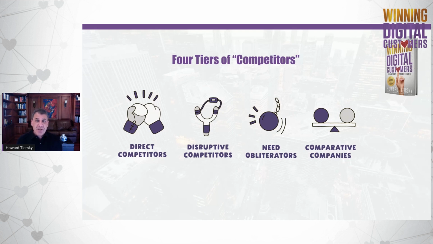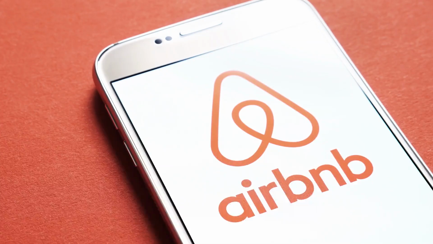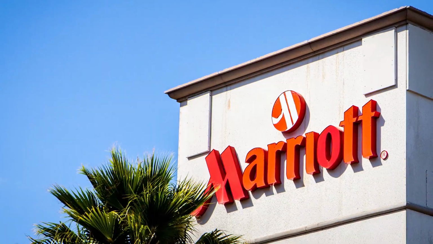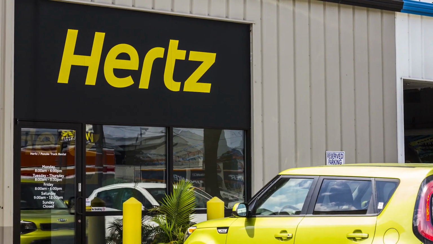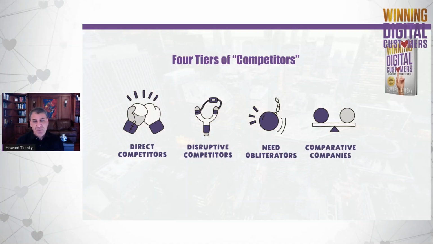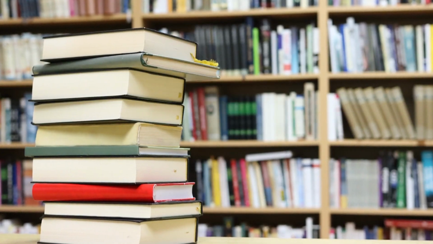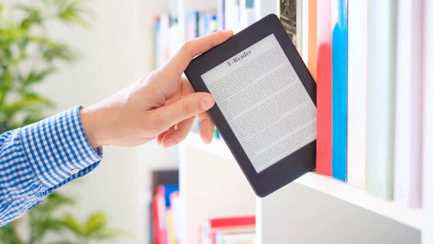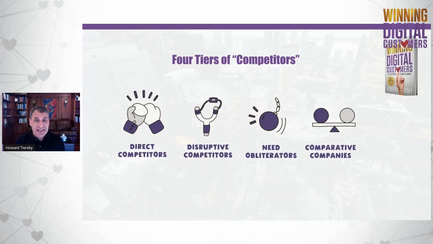Then you have disruptive competitors. Those are somebody like an Airbnb would be to a Marriott, or an Uber would be to a Hertz rental car. In other words, they're disrupting your industry. They're providing another alternative. Then you have need obliterators. These go one step farther, right? The whole need for a library is being obliterated by ebooks potentially, or certainly the need for bookcases in people's houses is being reduced because people are downloading more ebooks. So this is a competitor that's not trying to do the same thing you're doing, but they're doing something that's causing your value proposition to be less valuable.